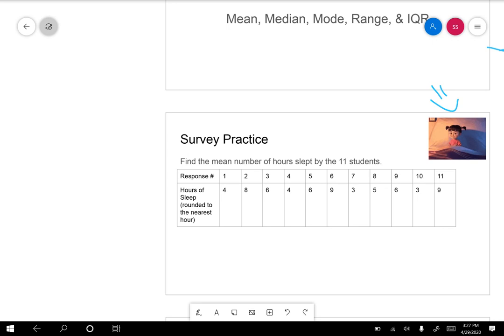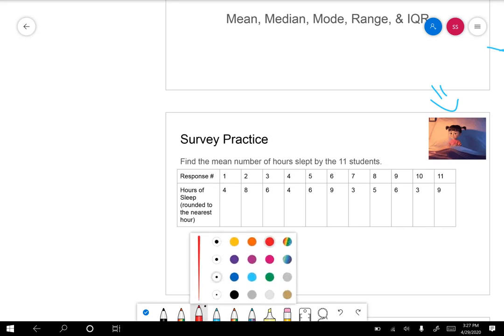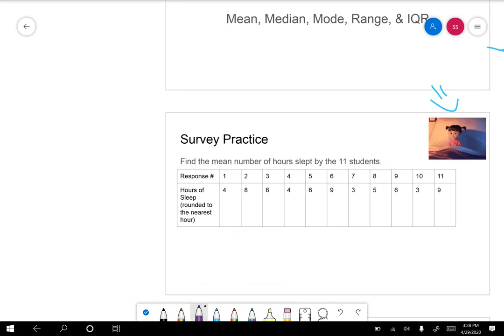First question. Find the mean number of hours slept by the 11 students. So the key thing we're asked to find there. Let's use purple. We want to find the mean.